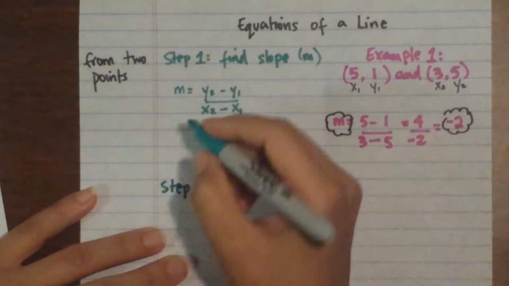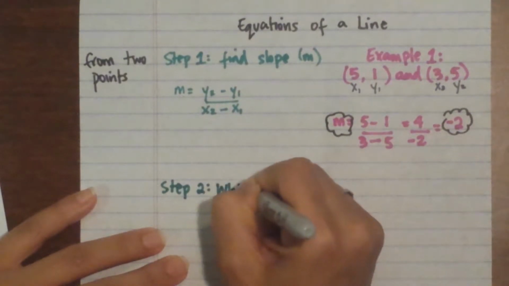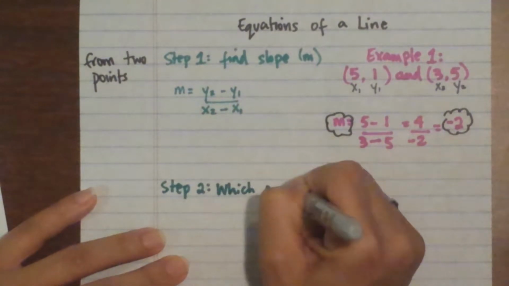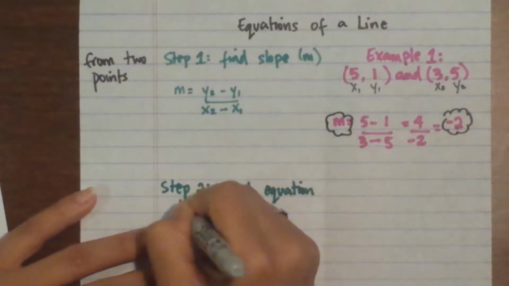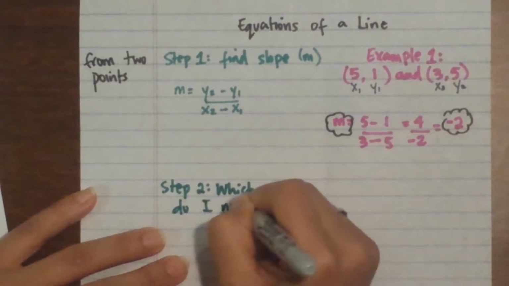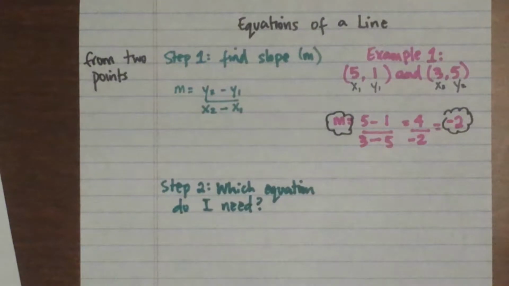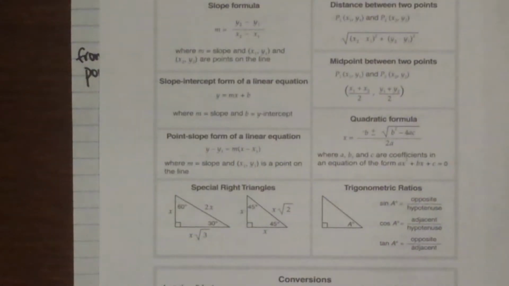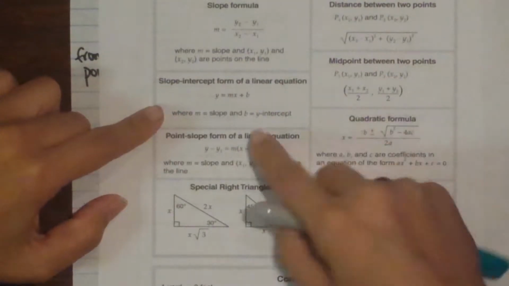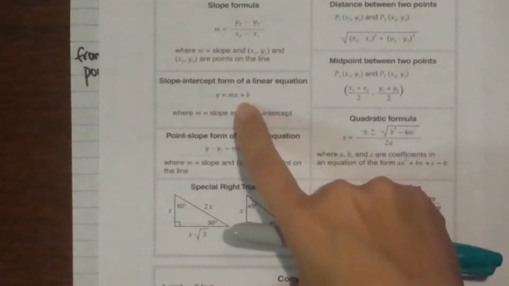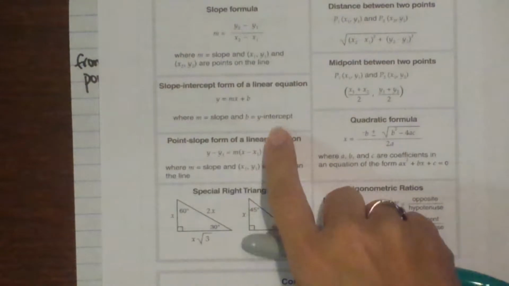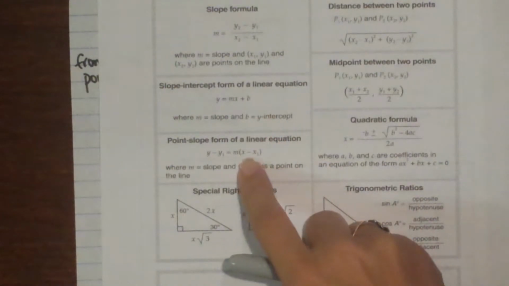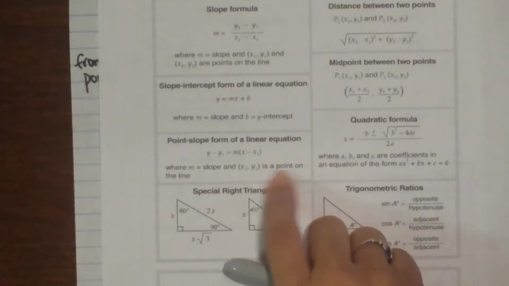Step 2 is going to be asking yourself, which equation do I need? Alright, which equation do I need in order to finish this problem? Okay, so again, you go to the reference sheet, and as you can see, for equations, there are two types of equations. It's y equals mx plus b, where m is slope, b is the y-intercept. There's y minus y1 equals m times x minus x1, where m is slope, x1, y1 is a point on the line.